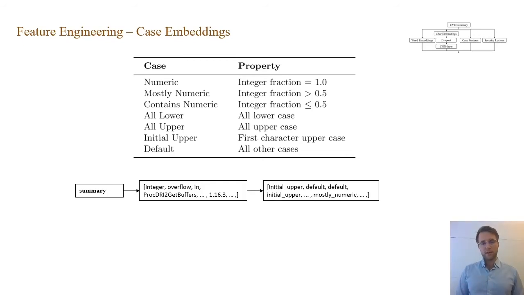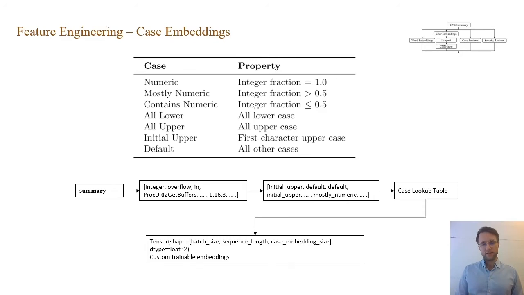We'll have a lookup table where we get the case type, and for the case type we look up a custom built case embedding that is a numerical representation of that particular case in a vectorized form. And then we get an output of batch size, sequence, and case embedding size. And these are custom trainable embeddings that are tuned during model training.